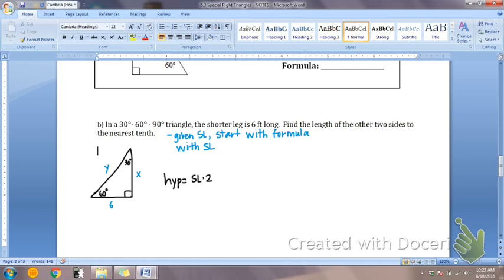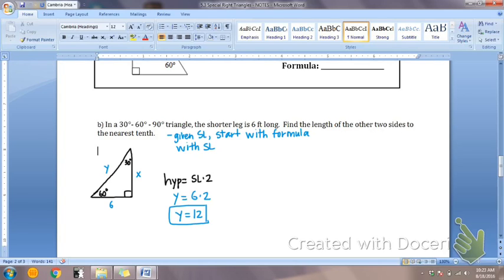We know our hypotenuse is y. We know our short leg is 6, times 2. What is 6 times 2? That's it. And yes, some of them really will be that easy.